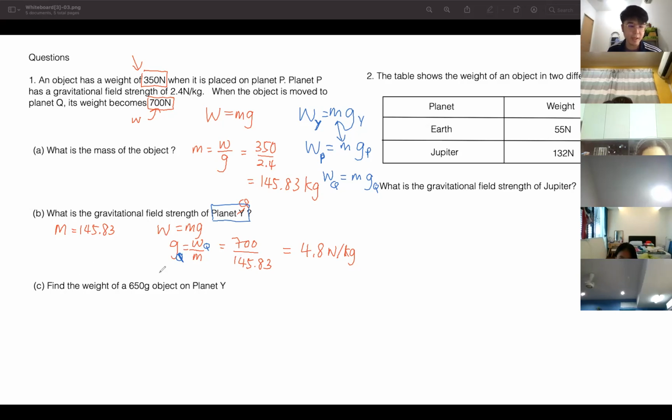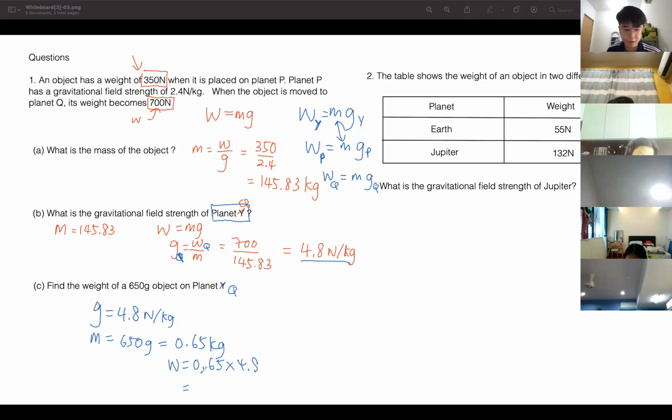Okay, C, last one. Find the weight of a 650 gram object on planet Q. Keep messing up with this. Okay, so this is fixed. g is 4.8. We have m, 650. Again, what you need to do here? Change it. You're using N/kg, this one is grams, doesn't match. Okay, 0.65 kg. W equals 0.65 times 4.8, equals 3.12 Newton.